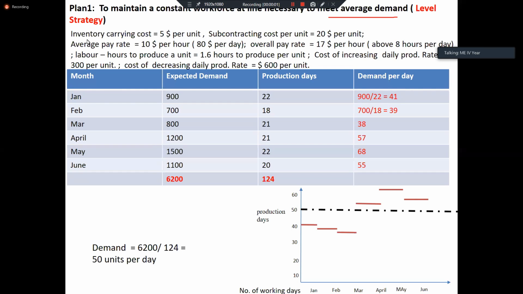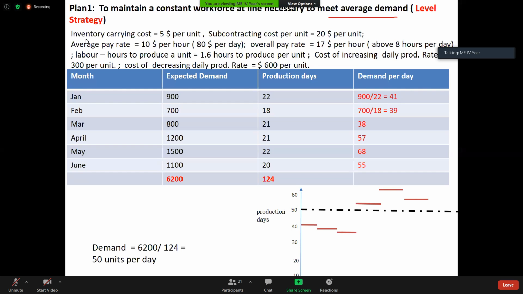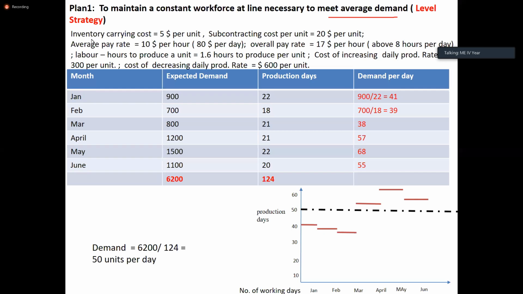Input data. Okay, so first of all, we'll see the question in detail. Inventory carrying cost is $5 per unit. The subcontracting cost per unit is $20. The average pay rate per hour is $10. So the company will work daily 8 hours, which means 10 into 8, $80 per day.